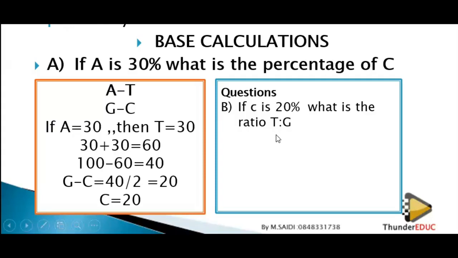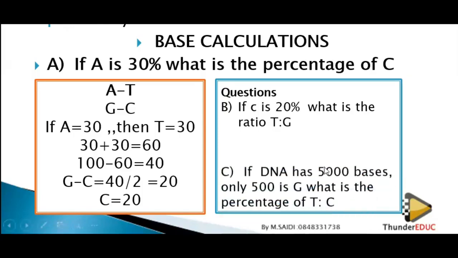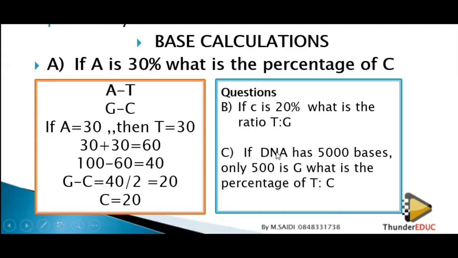We can find this kind of question in objective papers or when you are writing a small subsection, so please don't forget how to calculate this. Then here is another question you can practice. If DNA has 5,000 bases, and only 500 is guanine, what is the percentage of thymine to cytosine? Drop your answer in the description below, and I'll come back to you if I see there is a big challenge. If not, try to contact the number here so that you can be helped. Or you can find your teacher to help you out.